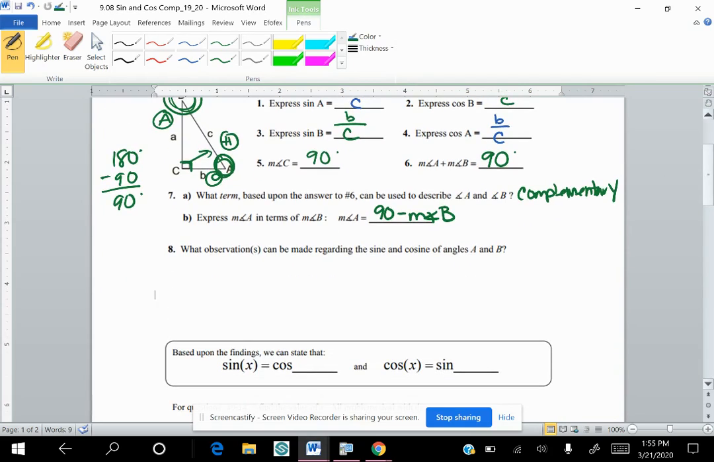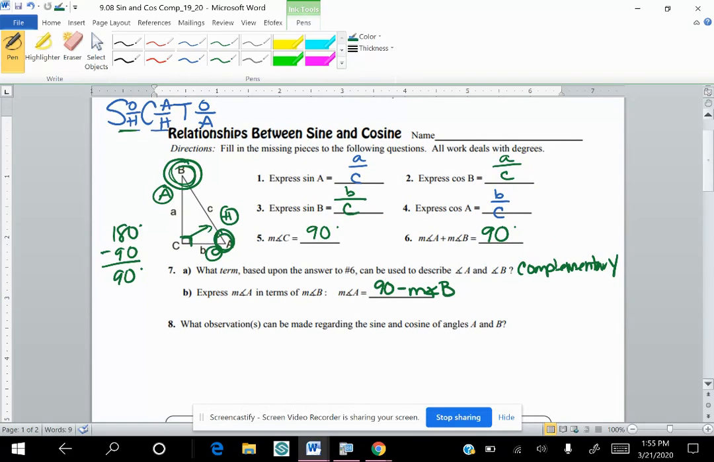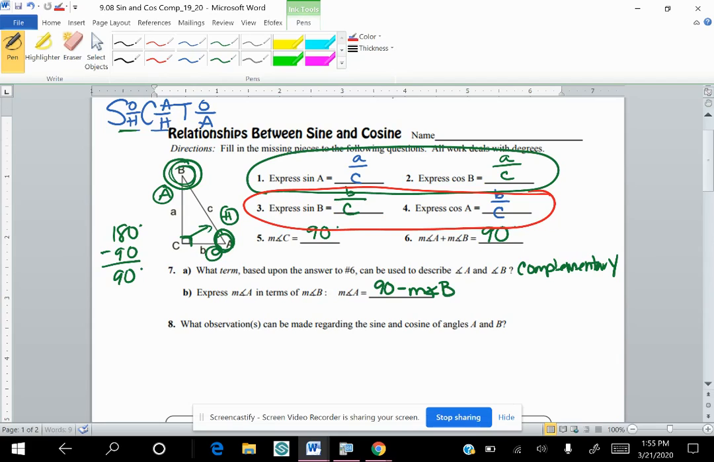What observations can be made regarding sine and cosine of angles A and angle B? So here I want you to look at this top part and look about what's true about the sine of A and the cosine of B. What's true about the sine of B and the cosine of A? And hopefully you notice that they're the same. So the sine of A is A over C, the cosine of B is A over C.